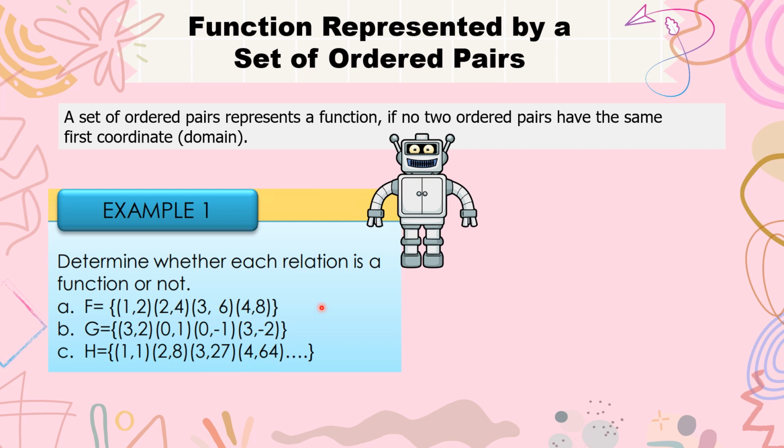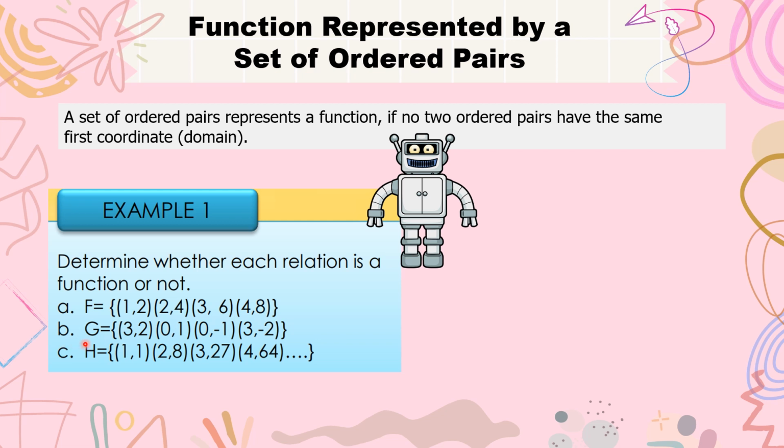So dito sa mga relations, titignan lang natin ang mga first entries or our domain. So pag may naulit na domain, it is no longer a function. Pag walang naulit, it is a function. So let's have letter A, relation F. Let's check our domain. 1, 2, 3, 4. So as you can see, walang na-repeat na domain. 1, 2, 3, 4. So it is a function.